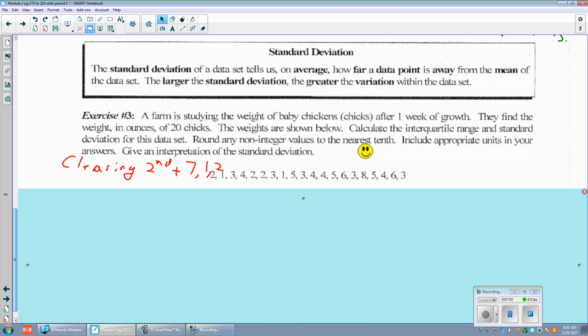Okay, if you want to clear your calculator, you do second, then the addition sign, 7, 1, 2. That clears the data out of the previous one. Go ahead, hit pause, and try to do this. You can refer to your notes for the steps you have to do.